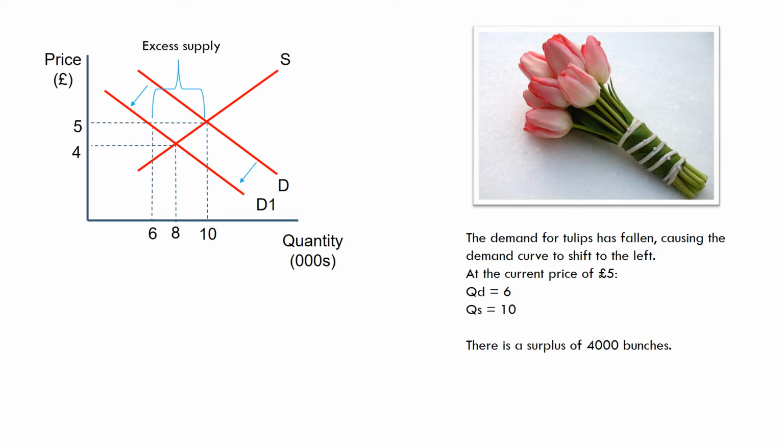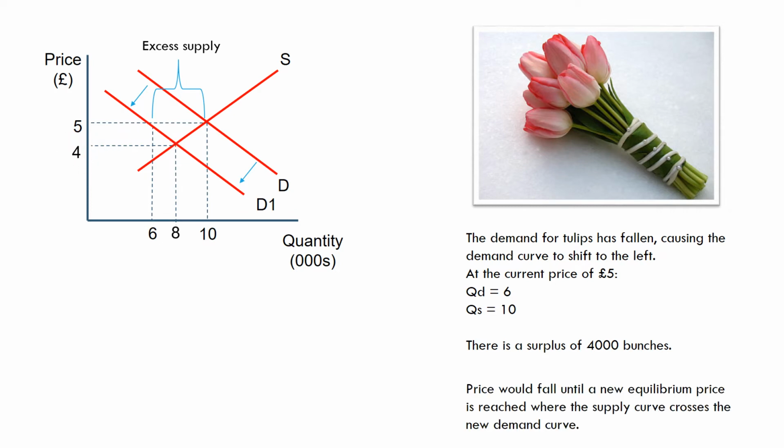If there are 4,000 more bunches in the market than people want to buy, then we'd expect the price of tulips to fall to the point where more people want to buy them and there's less incentive for producers to sell them. So this pressure in the market would continue until we reach this point here at £4. The price fell to £4 and we'd reach a new equilibrium where the amount people want to buy is 8,000 and the amount people want to sell is 8,000. And again, our market is in equilibrium and we expect the price there to stay at £4.